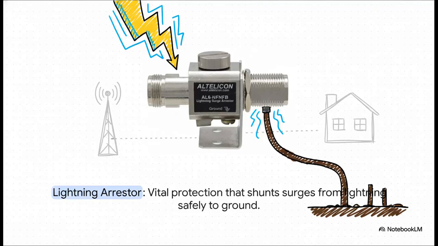And one last thing. For any antennas that are mounted outside, there is a vital piece of safety equipment called a lightning arrestor. It sits on the cable line, and its job is to protect all your expensive indoor gear by taking the huge electrical surge from a nearby lightning strike and safely sending it into the ground. It's a tiny device that can save you from a huge disaster.